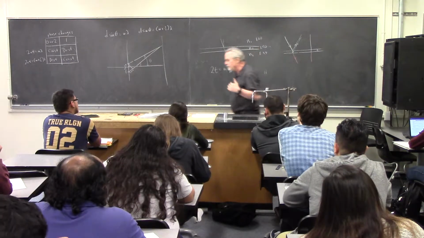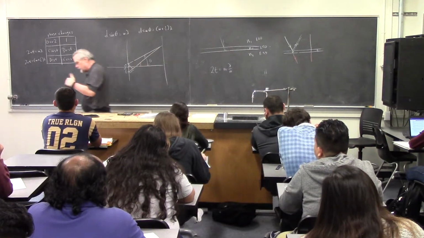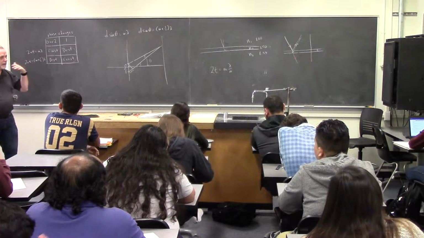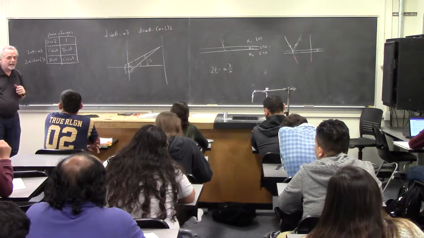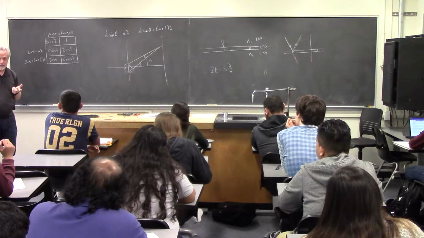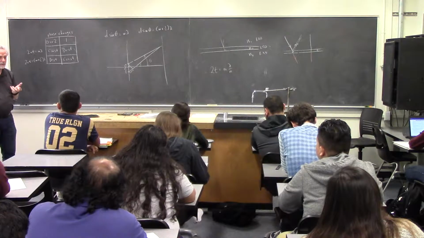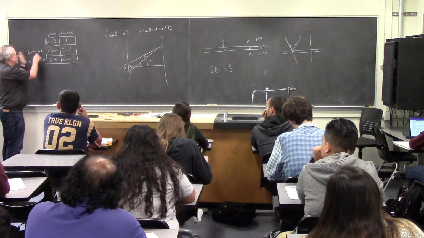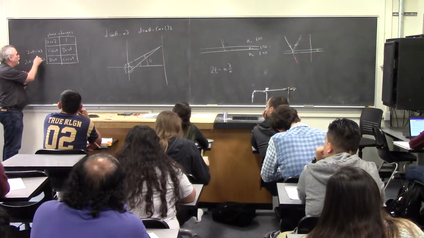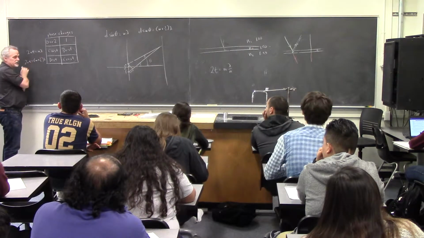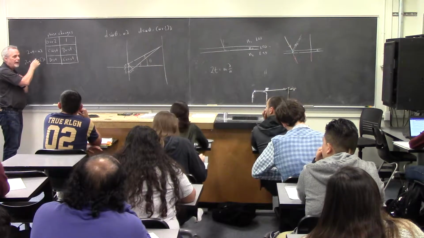When they ask me for the thinnest film for which a certain light is destructively interfered or is anti-reflected, what does anti-reflect mean? That it doesn't reflect, which means it is destructive, right? So we're looking for destructive interference. So what you would do is you'd come to this equation and you'd say, what's the smallest value of m for which I can solve this? And that's the thinnest one that'll make it happen.